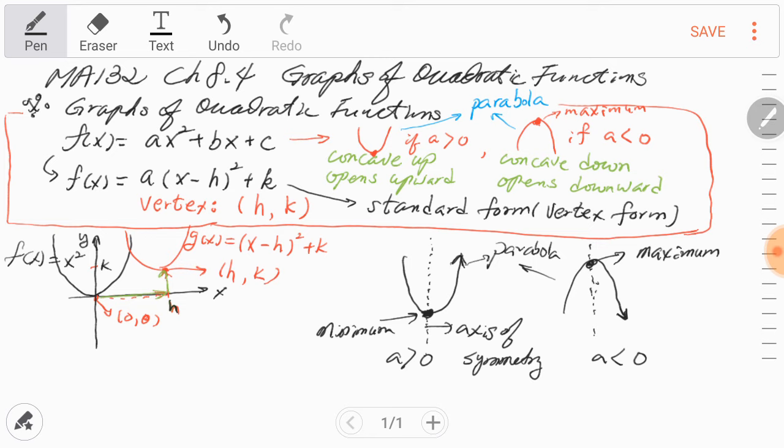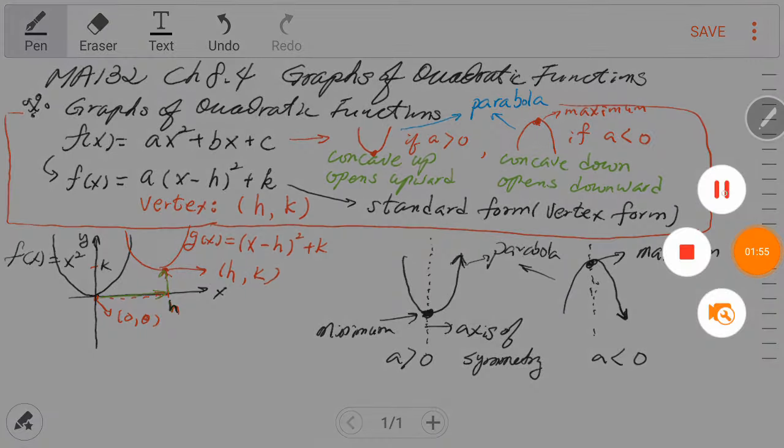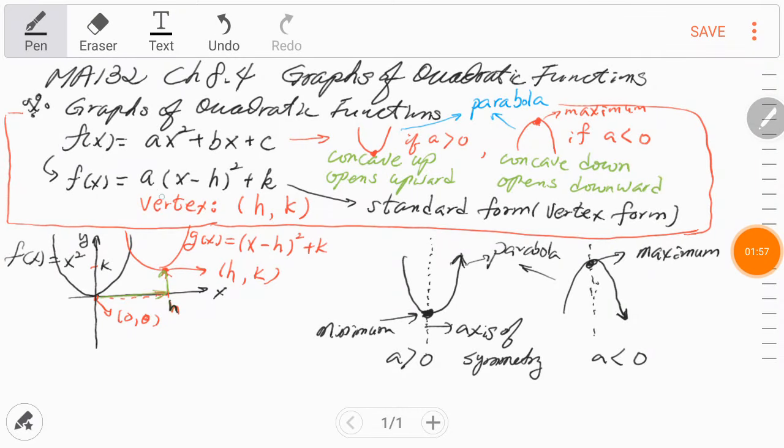Okay, then how do you find the vertex? Rewrite the quadratic expression in vertex form. Okay, the vertex form is this one. How do you write the vertex form? Actually we use the completing the square method. So we can use x squared, something like this.